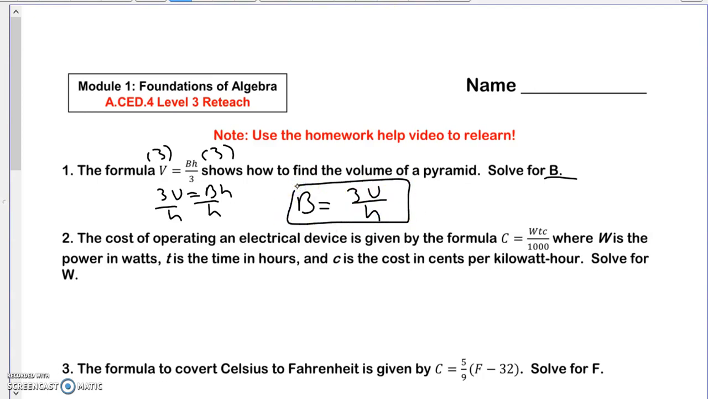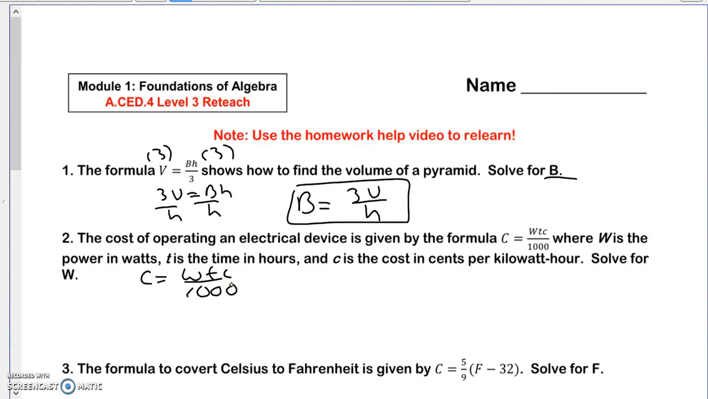The cost of operating an electrical device is given in the formula C equals WTC over 1,000, where W is the power in watts, and T is the time in hours, and C is the cost in cents per kilowatt hour. Solve for W. So what I'm going to do is, first of all, write my equation down here because I don't have any room up there.